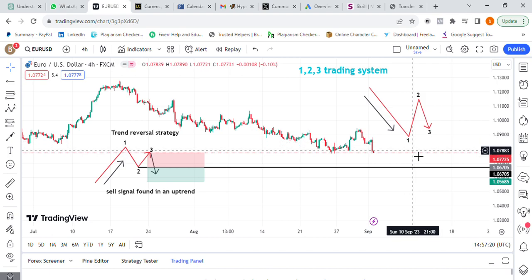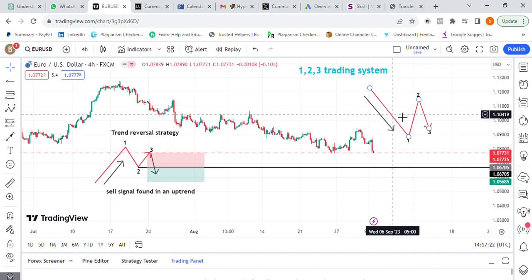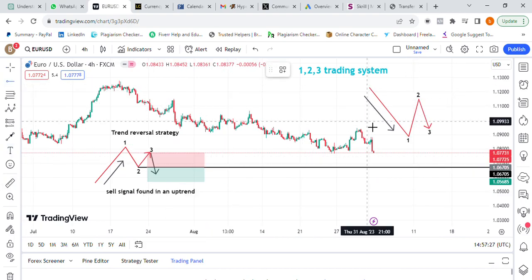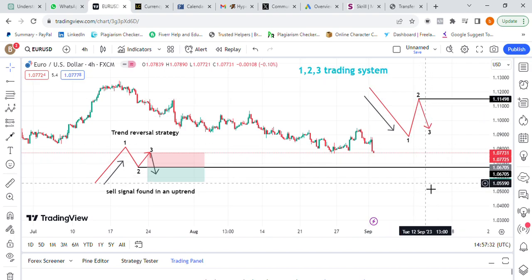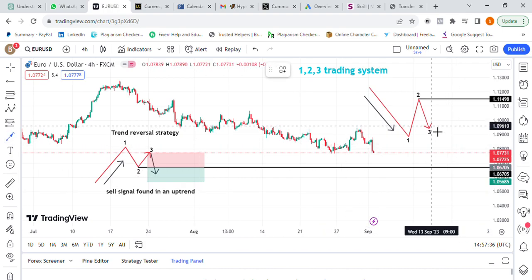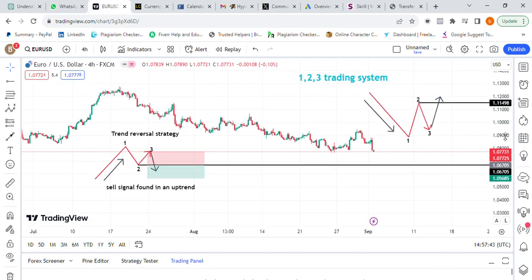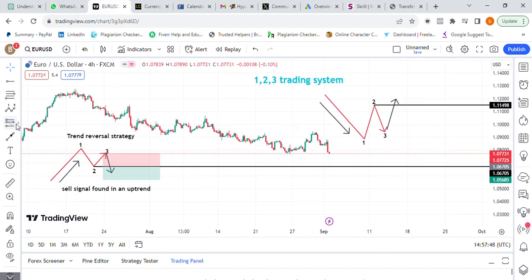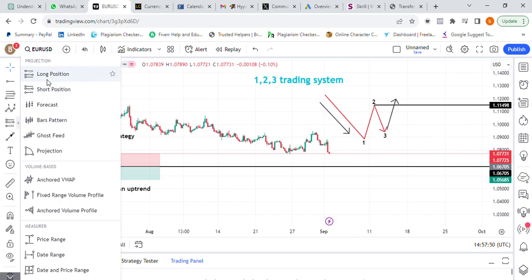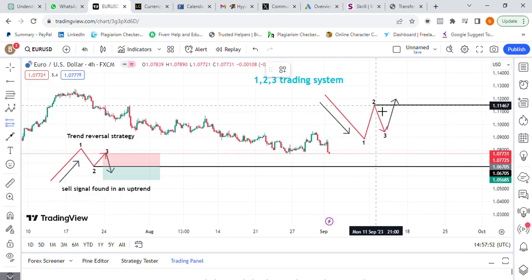So where do you buy from now? Know that we always mark the point 2. Let's go and mark our point 2. This is the horizontal ray from point 2. This is our trigger point. So if the market goes from point 3, starts going back up and goes above this, this is our entry point. So this becomes a buy signal. It's a long position. This is our entry point here.